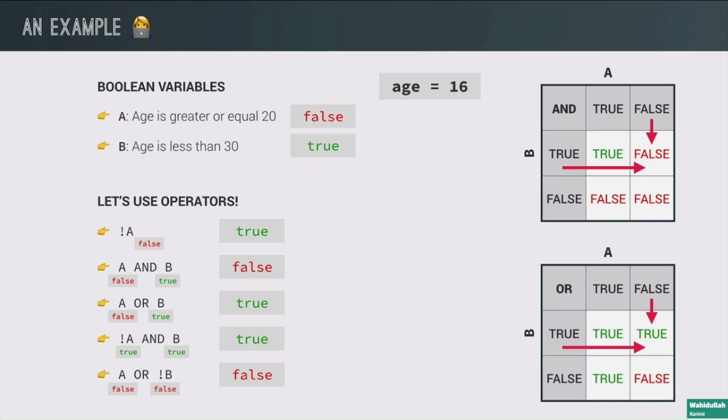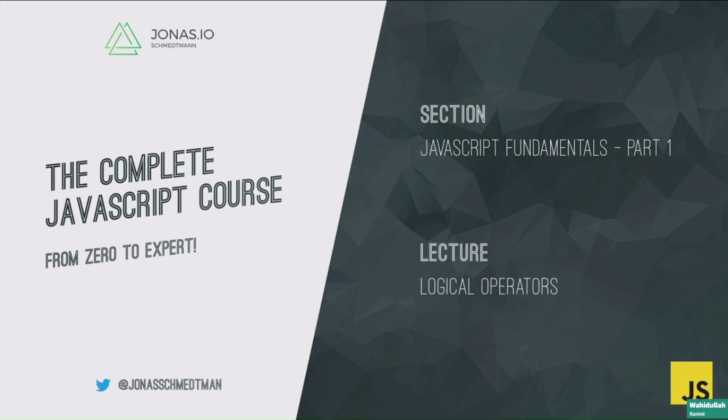And so in the next lecture, we will actually use these operators in code. And then it will make even more sense to you. So by then, we probably won't even need the truth tables anymore, because it will become quite intuitive how both of these operators actually work. Let's now return to our code and learn how logical operators work in JavaScript.